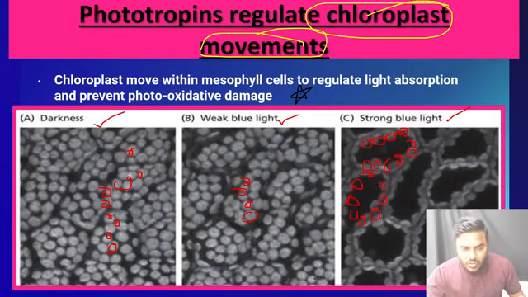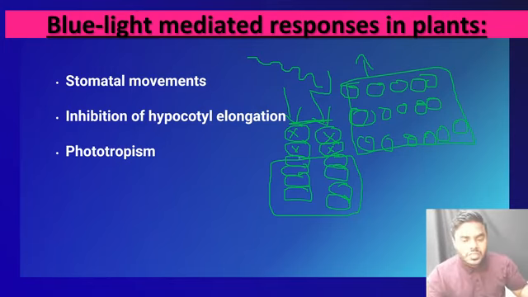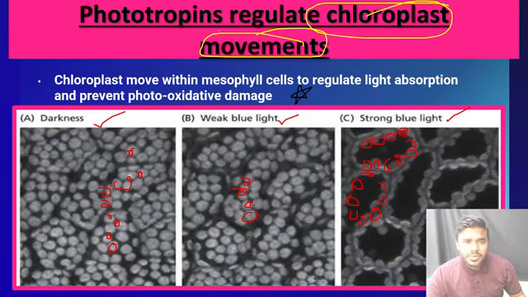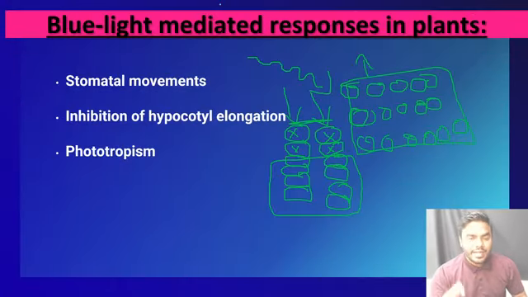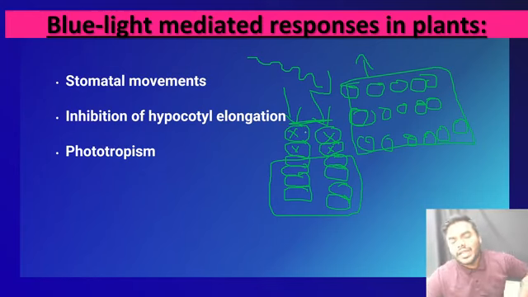So, see, this is the arrangement, right? Initial arrangement. How are they moving like this, how are they arranging like a layer, how is that possible? That is possible exclusively because of the phototropin. What will the phototropins do? They will stimulate the strong blue light. That strong blue light only, friends, will allow the chloroplasts to arrange in the form of a layer.